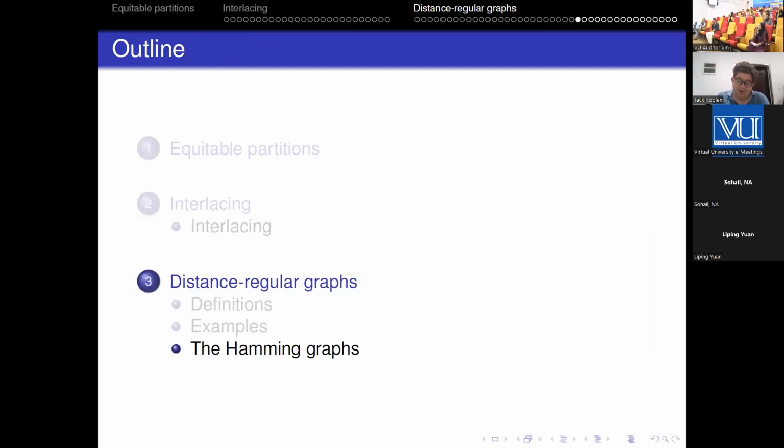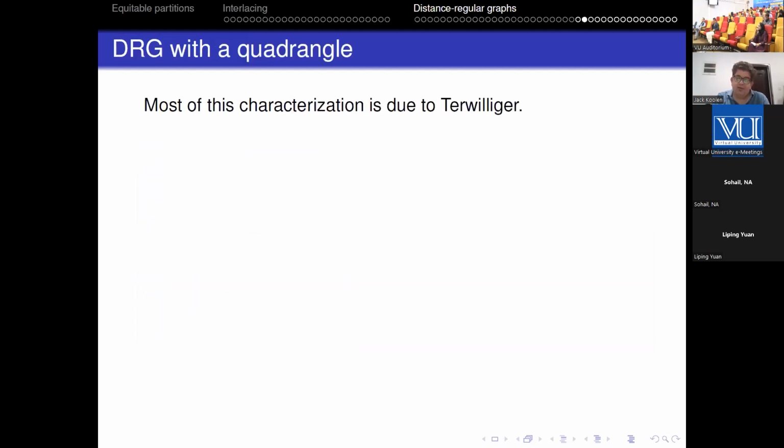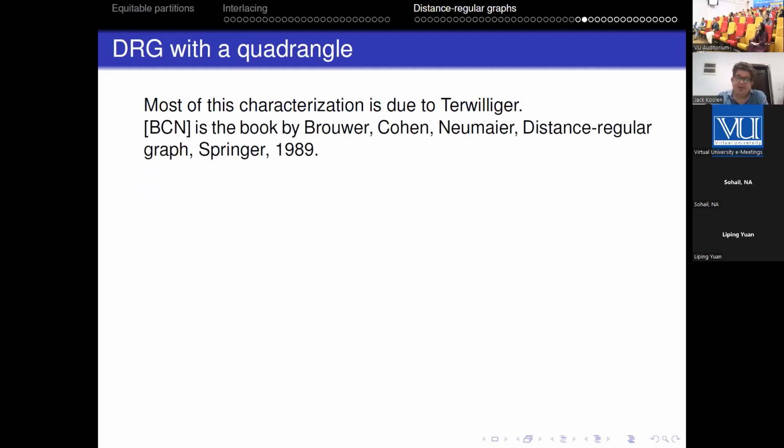So now I will look at the Hamming graphs. What I'm going to present is due to Terwilliger, and it was shown by him in the early 1980s. He claimed that he did this in the evening for his job interview, and he talked about this result the next day in his job interview. BCN is a book by Brouwer, Cohen, Neumaier, and it's published by Springer in 1989.